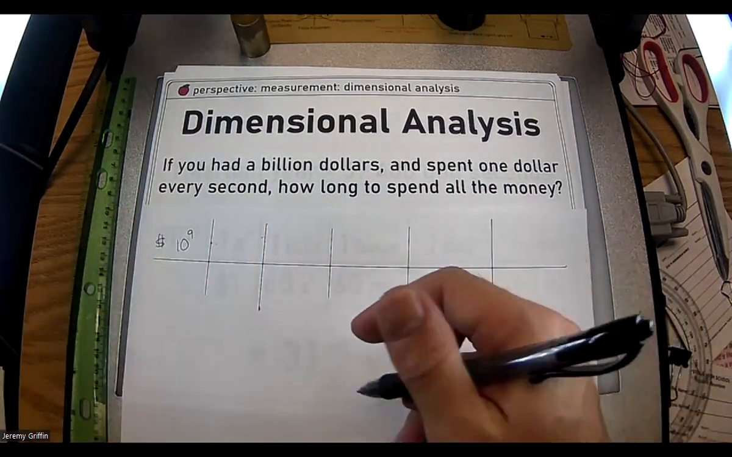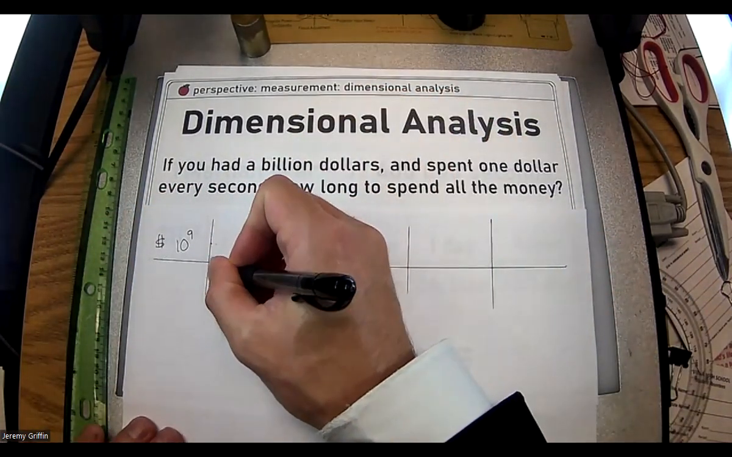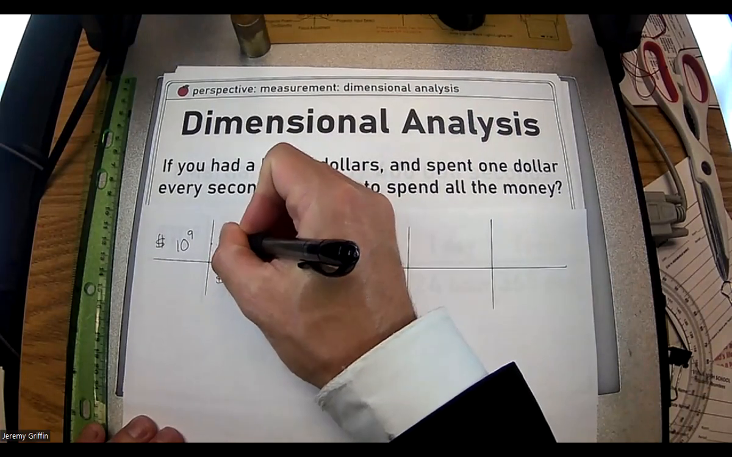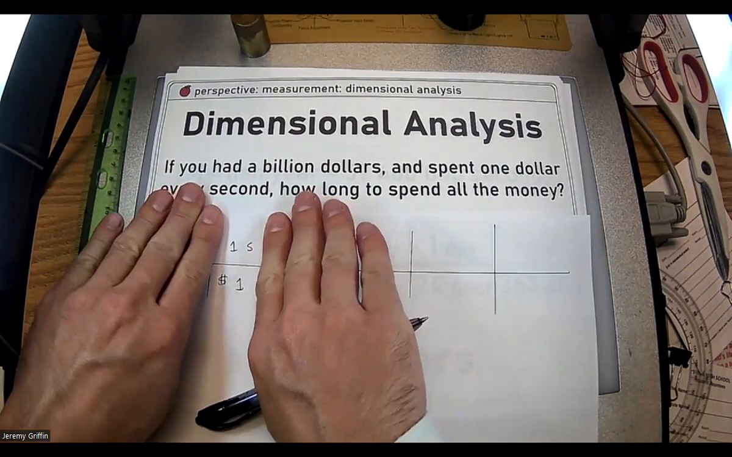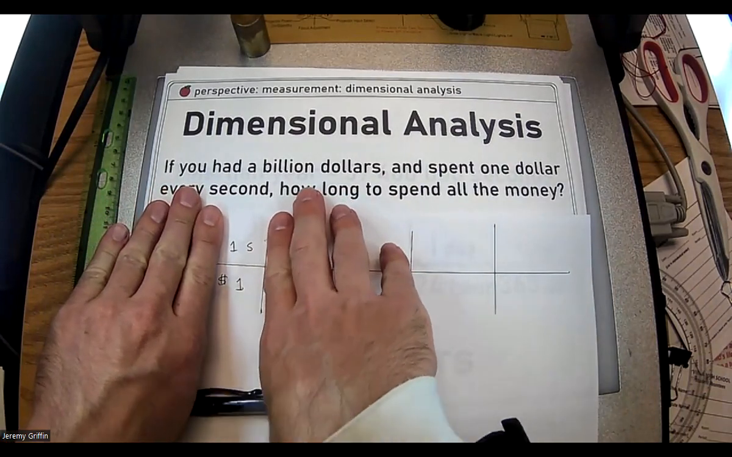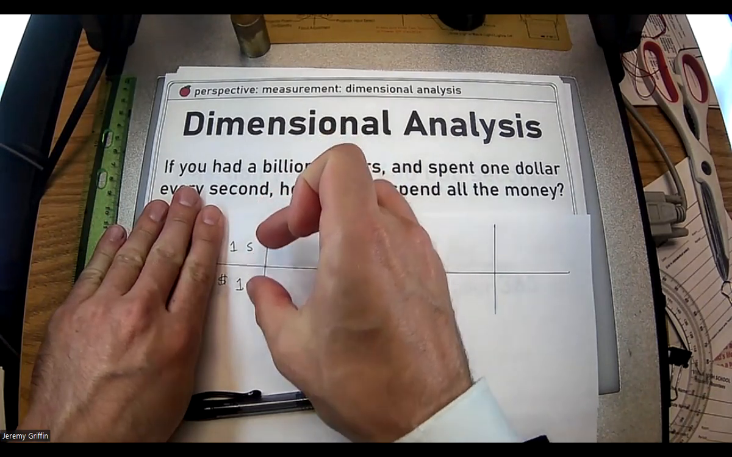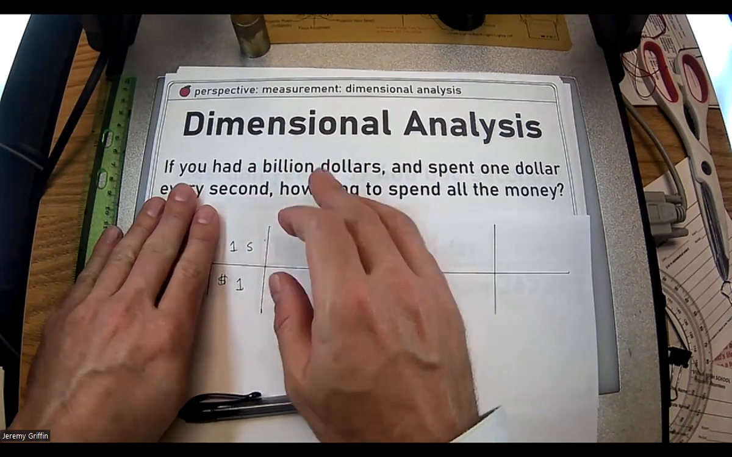Like money equals time, right? So I'm going to do something like this: $1, 1 second, right? Now the way I've written that is like 1 second per $1. That right there is a fraction, right? And I'm taking one value and dividing by something that is equivalent.